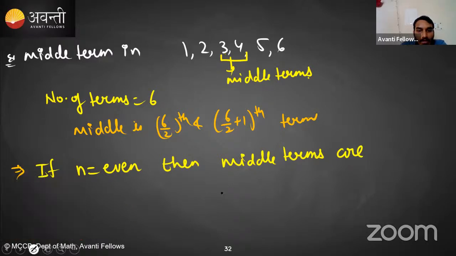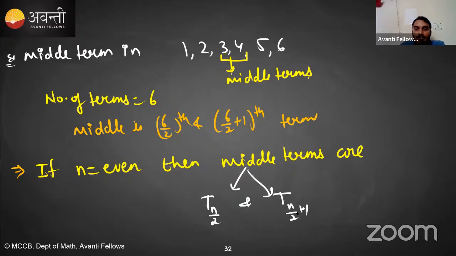So middle terms are T n by 2 and T n by 2 plus 1. Is that clear or not? Tell me quickly in the chat box. This type of thing you will be seeing again in the statistics chapter, okay? Middle term and these things. So if somebody has any doubt regarding this, make sure you get it clear right now.